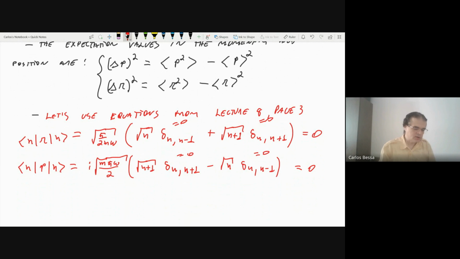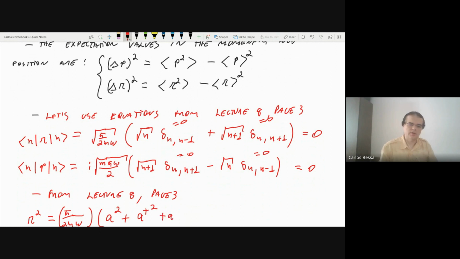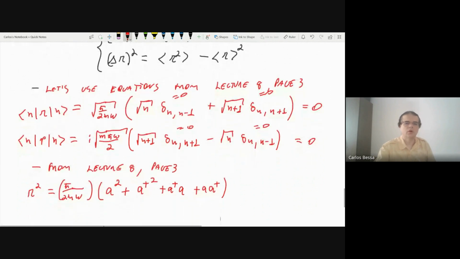So from the definition of R, I think I put here, lecture 8, page 3, you can find R squared is just h bar over 2m omega multiplied by a dagger squared plus a dagger a plus a a dagger plus a squared. So, okay, I need this guy here. And this is the average in the n state, like this. So you need to evaluate these 4 terms. So let's see, it's simple.